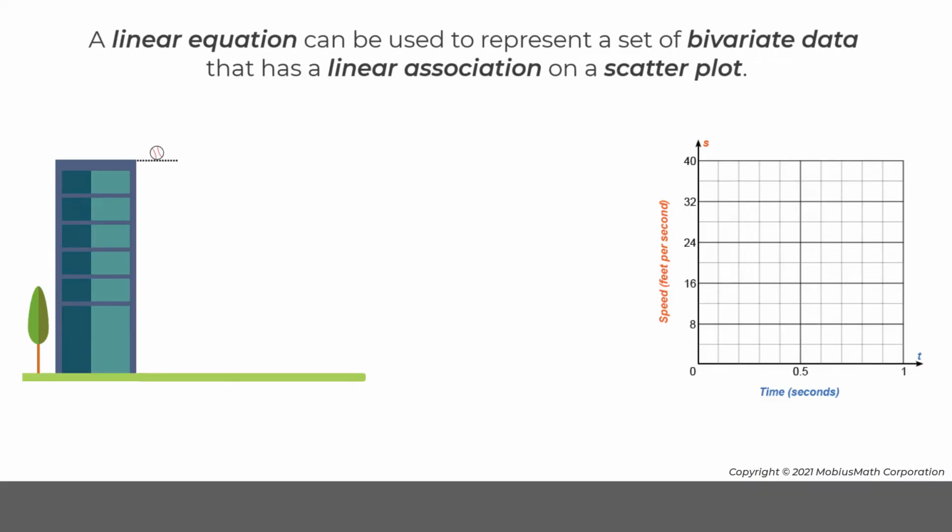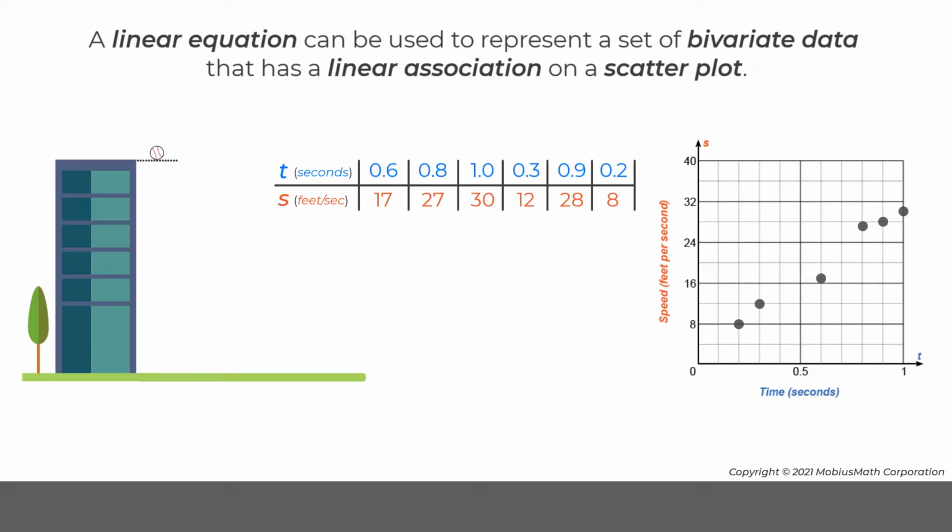A linear equation can be used to represent a set of bivariate data that has a linear association on a scatter plot. In a previous video, scatter plot data was collected by dropping a ball from the top of a building and measuring the speed of the ball at different times before it hits the ground.